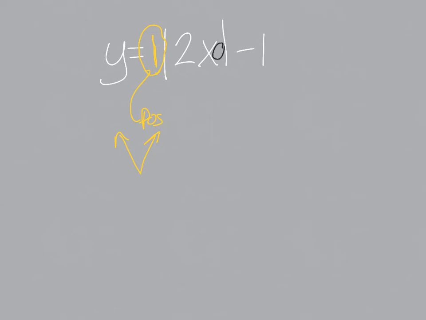Inside here, there's nothing added. So my X is going to be 0. And then on the outside is my Y, and it's going to be -1. All right. So your vertex is at the bottom here. So we're going to have a minimum of 0, -1.